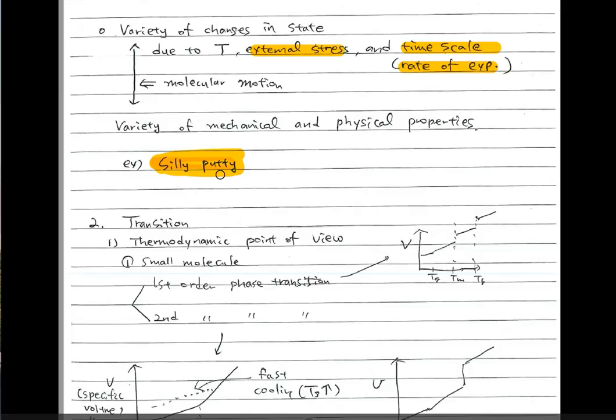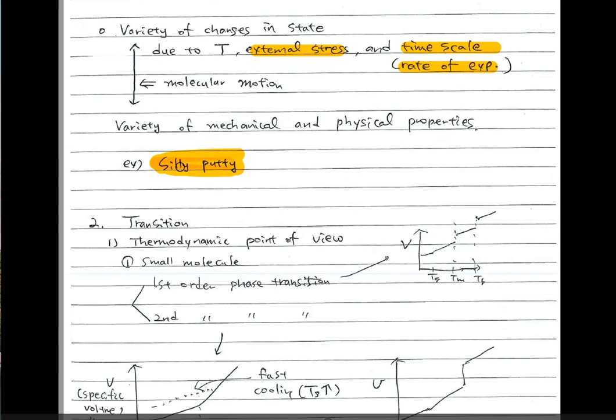So it means that it behaves something like a very flexible material. On the other hand, if you abruptly break this silly putty, it just breaks, right? So if you change the time scale, if you slowly stretch this silly putty, it behaves something like a rubber or flexible material. But if you decrease the time scale significantly, if you increase the rate of experiment significantly, then the silly putty behaves like a solid material.